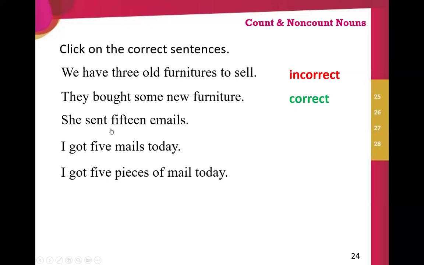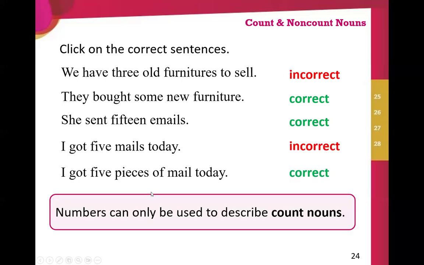Next one. We sent 15 emails. Yes, that's right. I got 5 mails, not emails. Incorrect. I got 5 pieces of mail today. Is it correct? Yes. 5 pieces is correct. So numbers can only be used to describe count nouns.